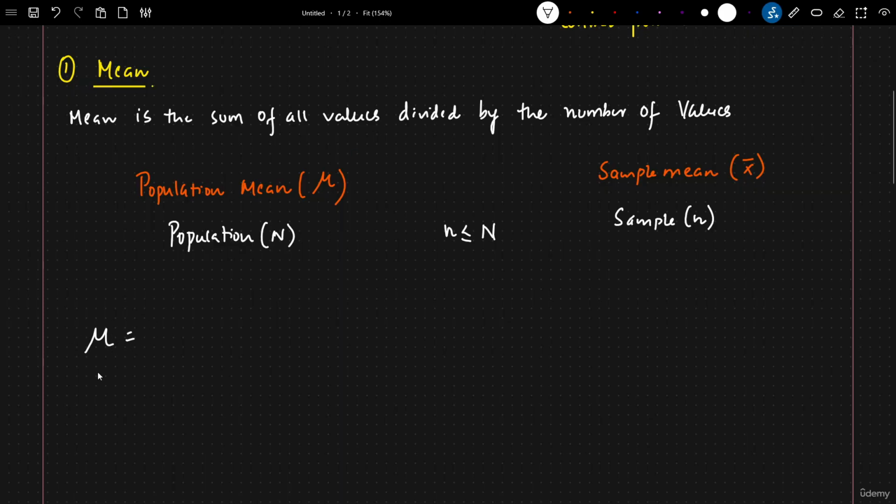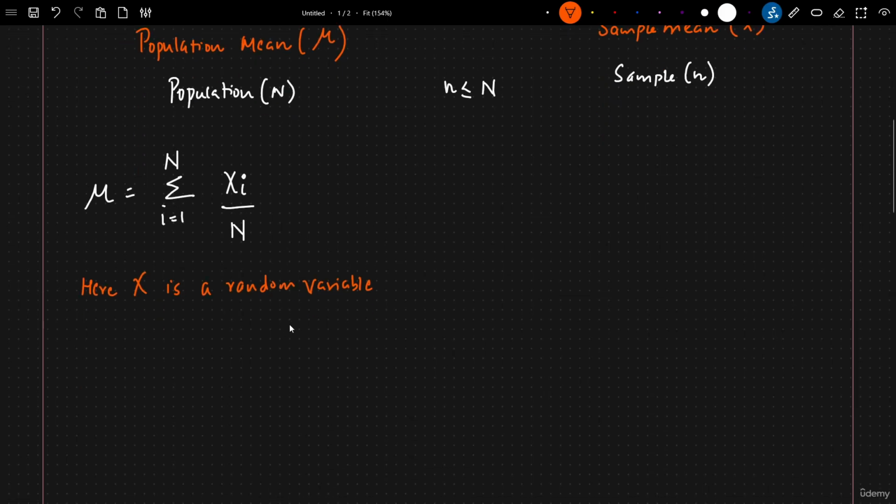Now, in order to calculate the population mean, let me go ahead and write the formula. As I've already told, it is the sum of all the values divided by the number of values. So here we can write summation of i equal to 1 to capital N, x of i, divided by N, okay? What is x? x is a random variable. We'll discuss exactly what a random variable is, probably after a couple of videos, okay?